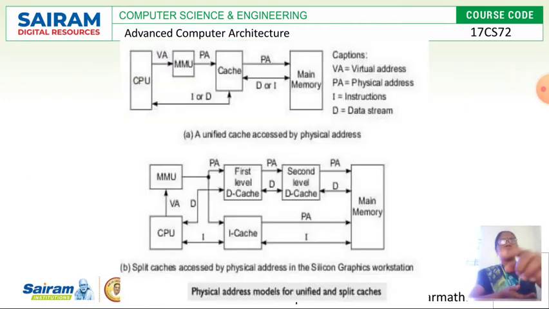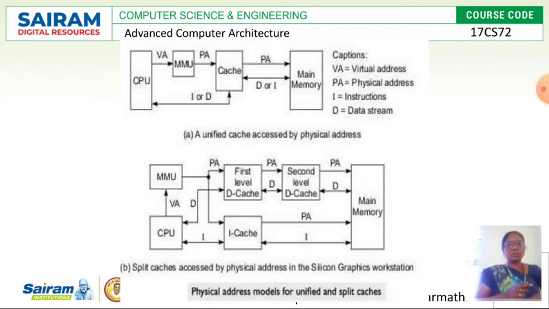Fine. Now the diagram which shows the physical address cache. In the diagram, on the left-hand side is the CPU, which is the processor, and on the right-hand side is the main memory. In between them is the cache memory. First, between the processor and the cache there is an MMU unit, which is the memory management unit.